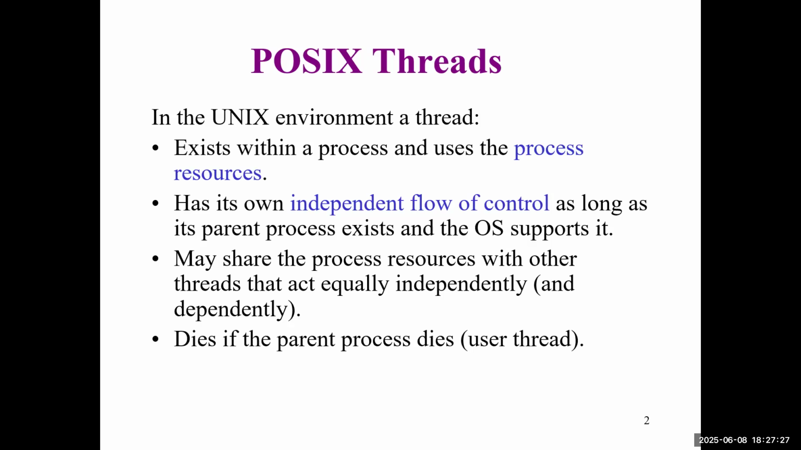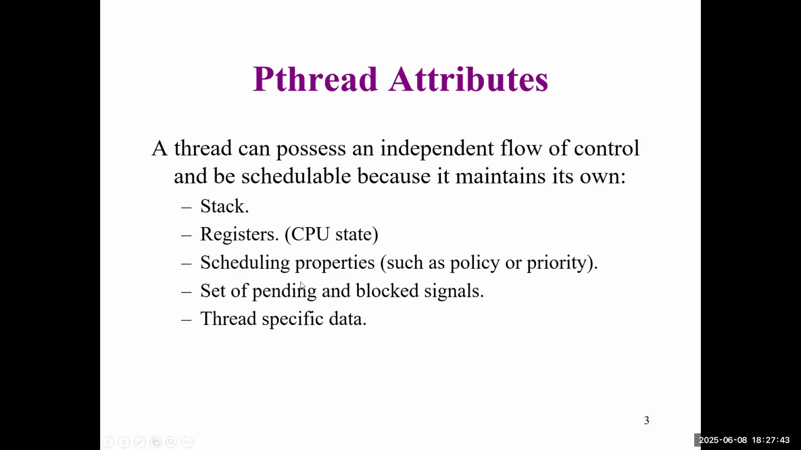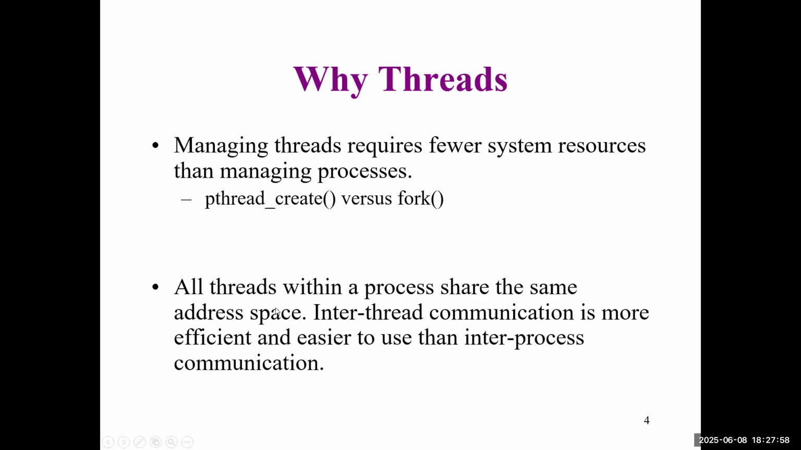In the Unix environment, a thread exists within a process and uses the process resources. It has its own independent flow of control as long as its parent process exists and the operating system supports it. It may share process resources with other threads that act equally independently. It dies if the parent process dies. Pthread attributes: a thread can possess an independent flow of control and be schedulable because it maintains its own stack, registers, scheduling properties, set of pending and blocked signals, and thread-specific data.